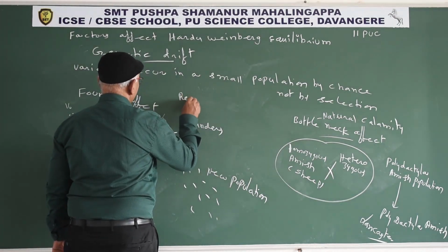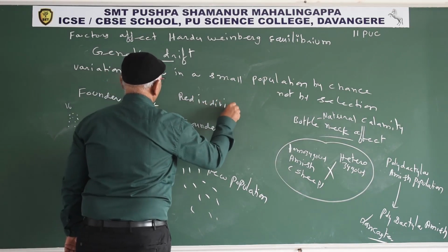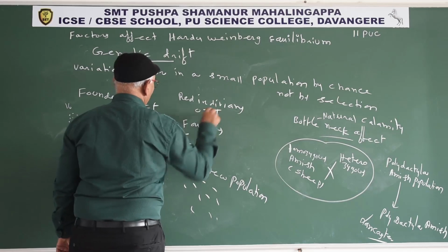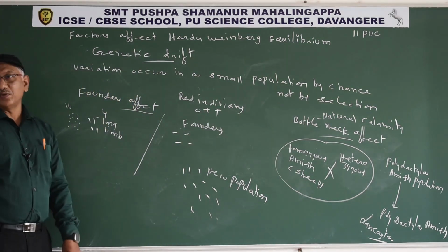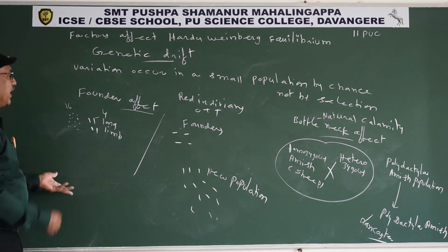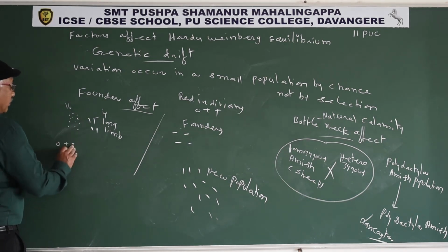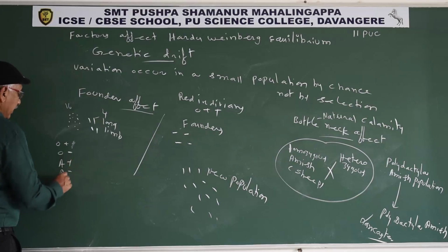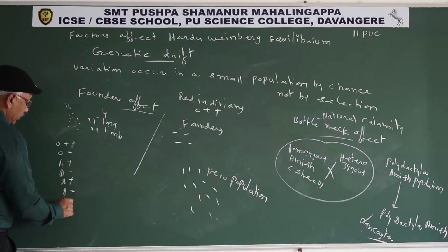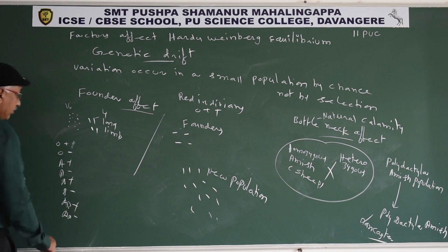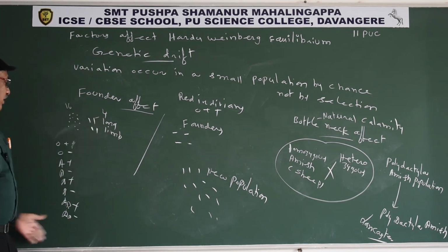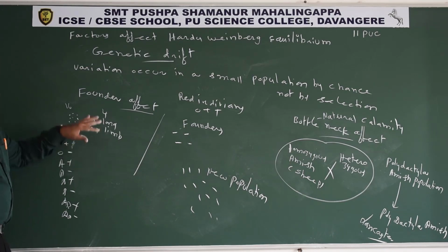all red Indians. All red Indians have O positive blood group. Red Indians, native of USA. So actually in human beings, 8 types of blood groups: O positive, O negative, A positive, A negative, B positive, B negative, AB positive, AB negative. So in the original population, 8 blood groups, but red Indians contain homozygous O positive. So they are unable to remain with other human beings in that habitat. They migrated to forest in USA.